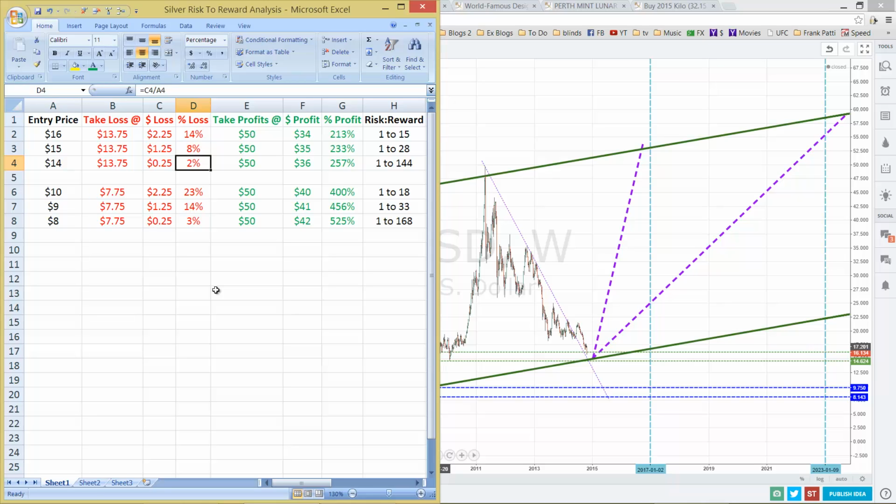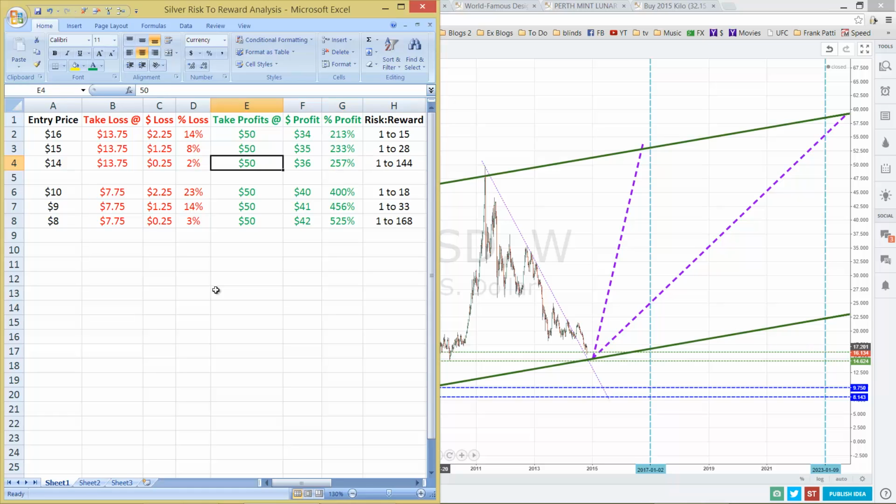So for some of you that are very conservative and very risk averse, you might want to wait until it comes down to $14 before you start buying into silver. Again, the profit potential is still at $50 where you will take profits, and the amount there is $36. But the difference here is that the percentage in profits is up to 257% because you are risking $1 to gain $144. So that's what the risk is there.